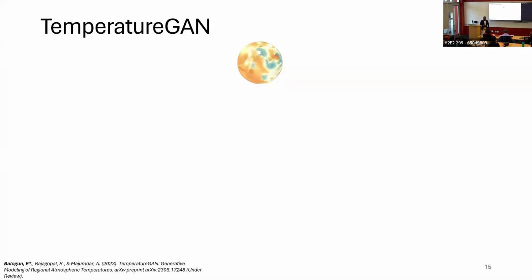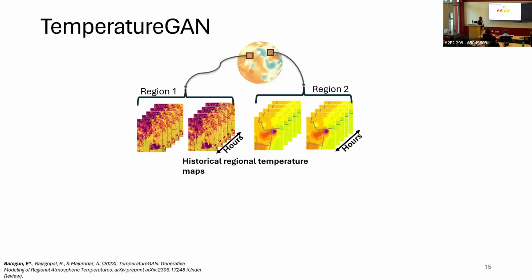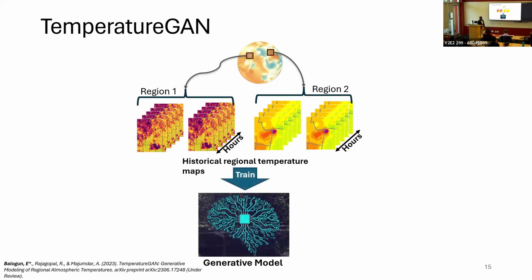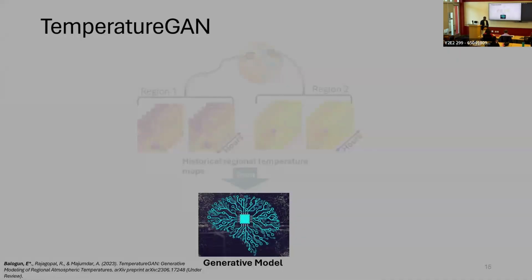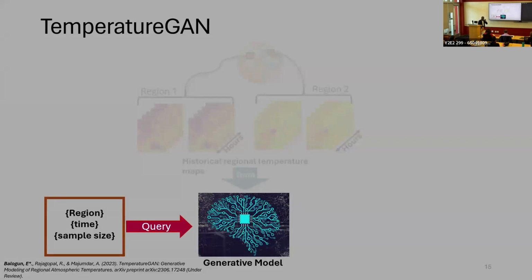This brings us to TemperatureGAN. TemperatureGAN is a model we developed. Essentially what we do is we take in historical observations of temperature in different regions, and then we put that into a generative model, which I'll talk about in the next few slides. During sampling, we lock that out and then just sample from the GAN. We create the exact region we want, the time we want, and the number of samples we want. And we can produce many realizations of temperature.